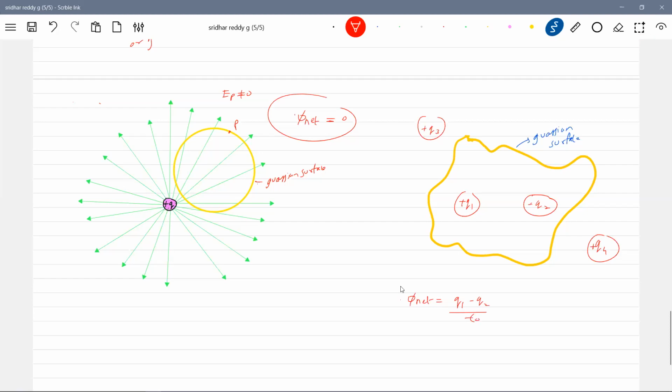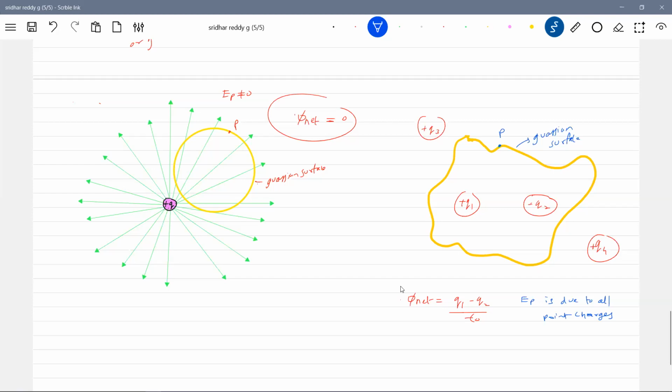Now, what about the field strength at point P? Who will contribute to the field strength at point P? The field strength at point P is due to all point charges. And the net flux is only due to enclosed charges.